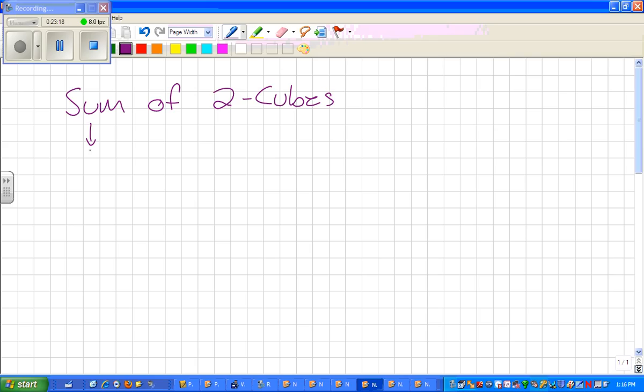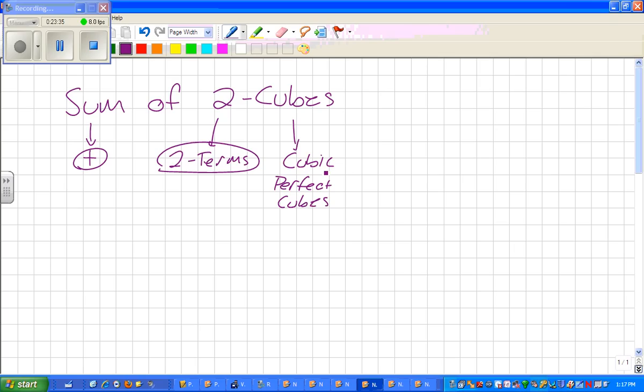Sum meaning adding. 2 means there are 2 terms. And cubes means that they are cubic, or perfect cubes. That means that we have to remember all of our perfect cubes.